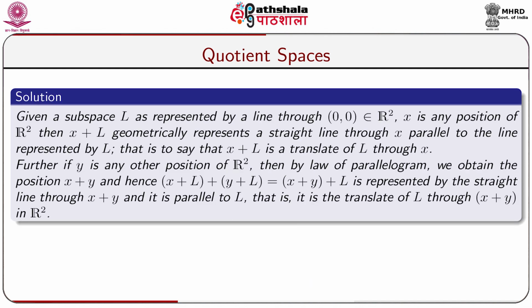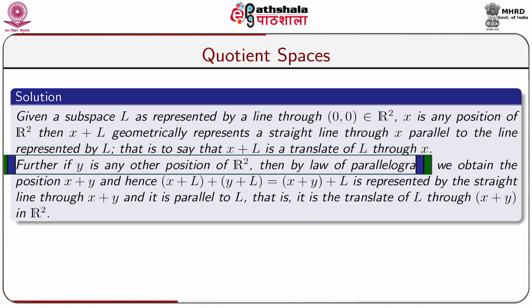So, given a subspace capital L as represented by a line through 0, 0 belongs to R2, x is any position of R2, then x plus L geometrically represents a straight line through x parallel to the line represented by capital L. That is to say that x plus L is a translate of L through x.